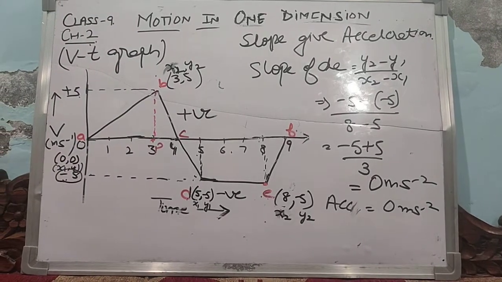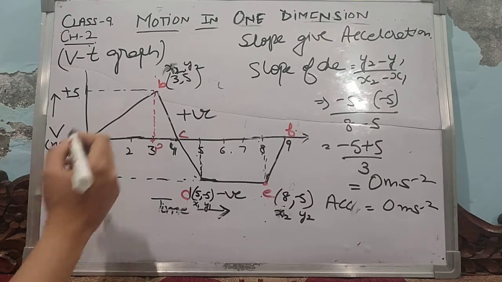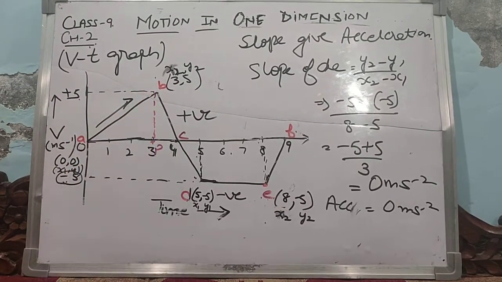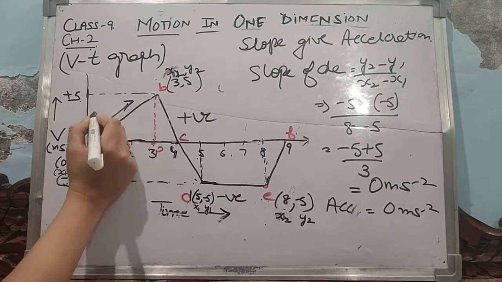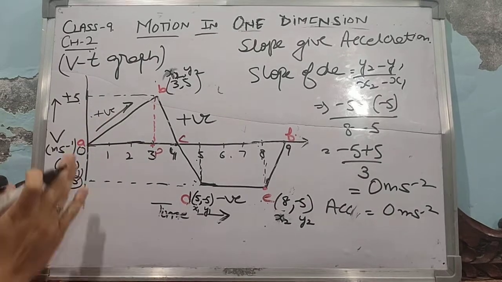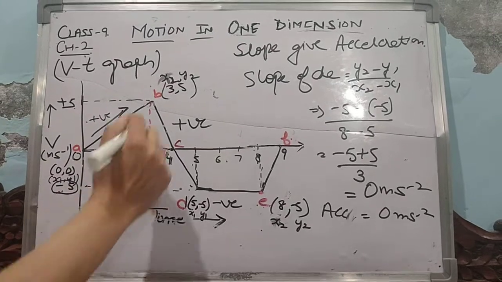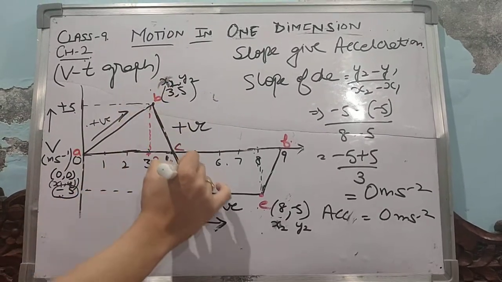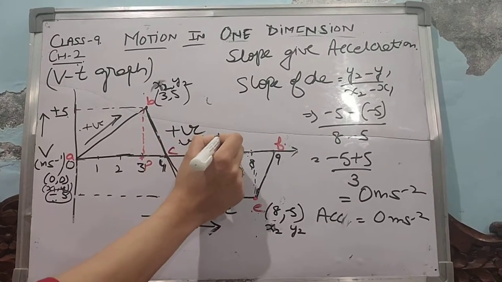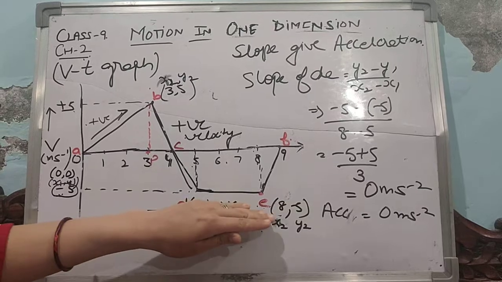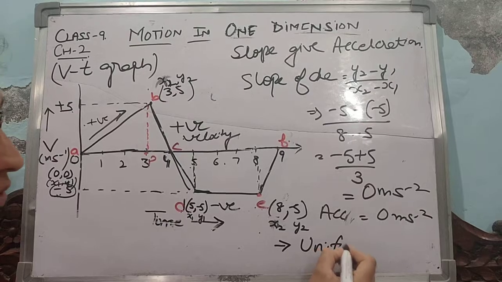Now remember, today we have learned three things. When the graph is going in the upward direction, that means it is accelerated motion. In that case, acceleration will come out to be positive. Positive acceleration means velocity is increasing. When acceleration or slope is coming out to be negative, the velocity is decreasing. And when your acceleration is coming out to be 0, it means that the body has uniform velocity.